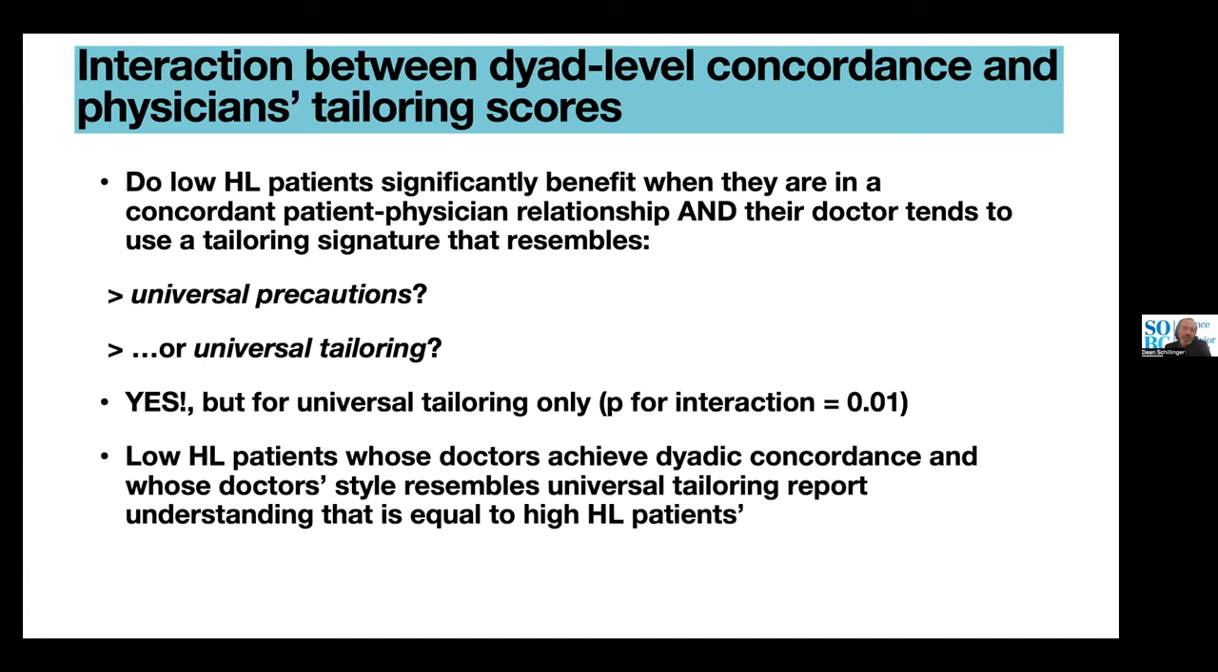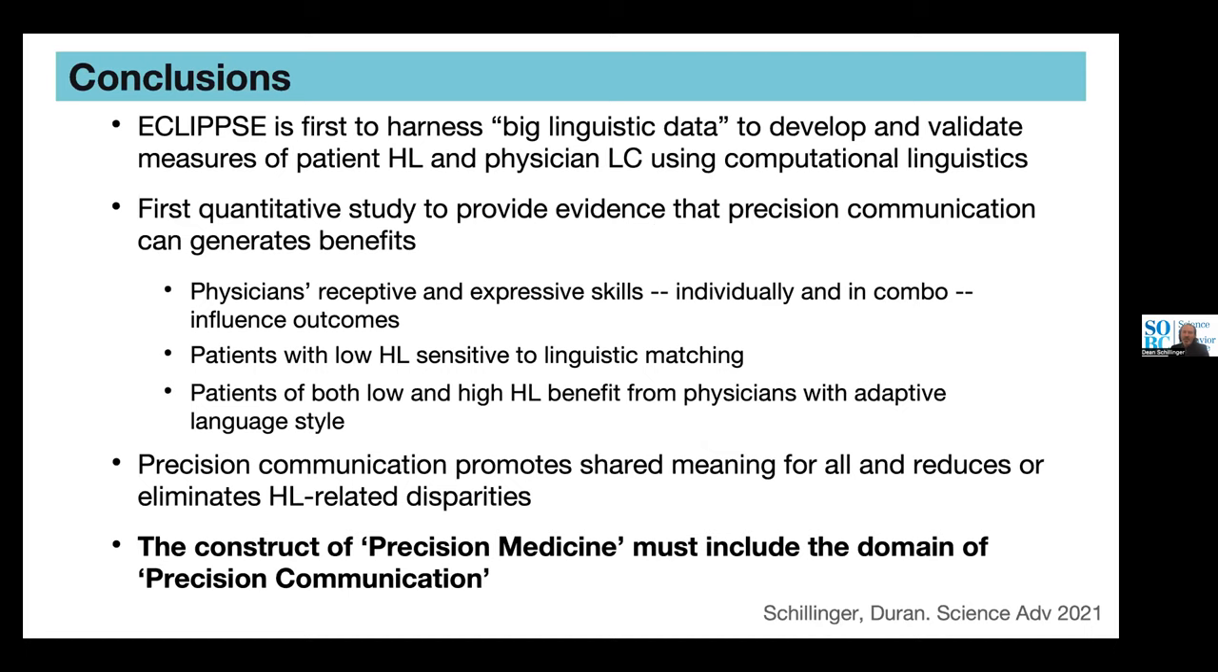In fact, there were no more disparities between high and low health literacy patients in their communication ratings if the physician achieved concordance in the dyad and across their patients tended towards universal tailoring. So for this phase of the talk, our conclusions are that the Eclipse Project was the first to harness big linguistic data to develop and validate measures of patient health literacy and physician linguistic complexity using computational linguistics.